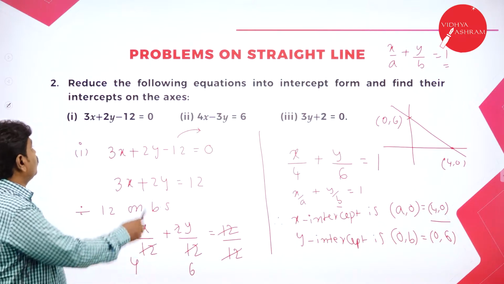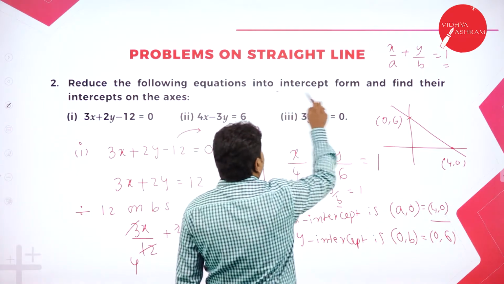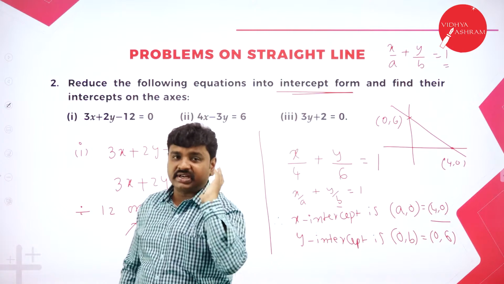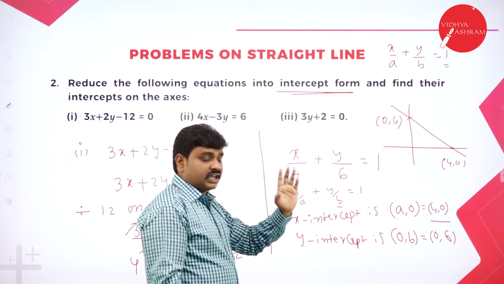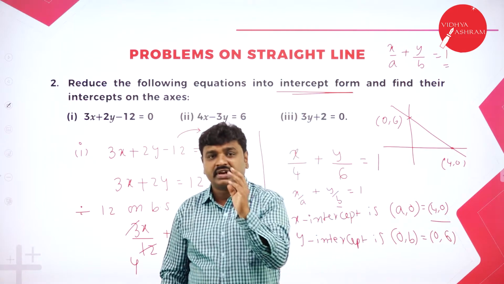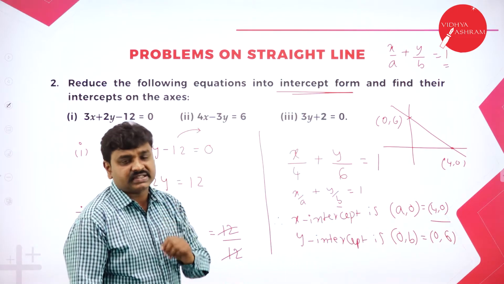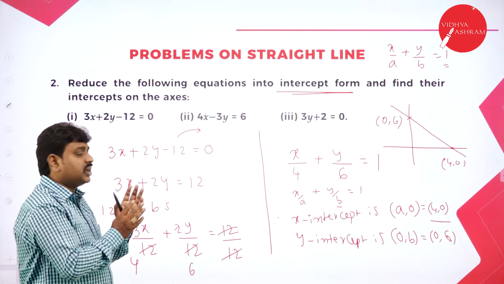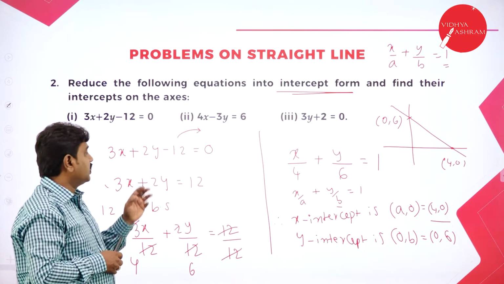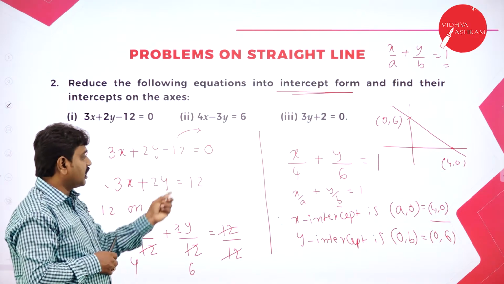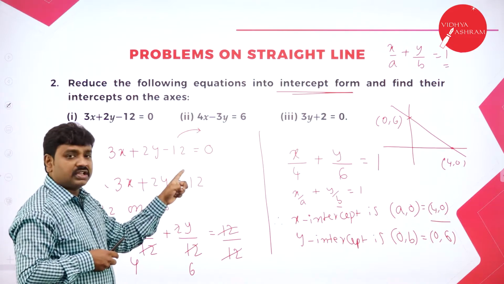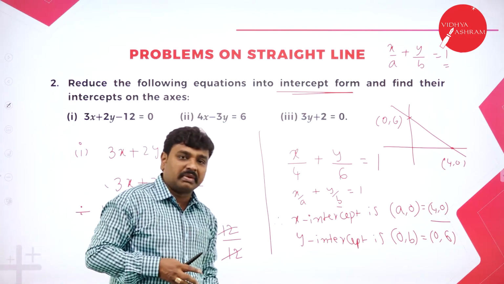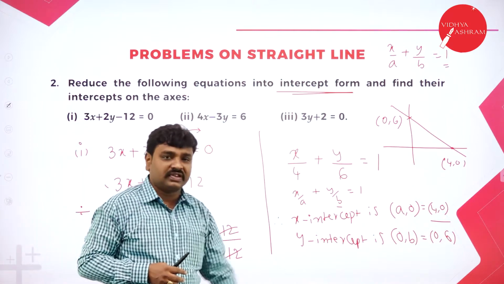So they want you to reduce to intercept form. First you should know the intercept form: x by a plus y by b equal to 1. a is the point where the line cuts the x axis, called the x intercept, and b is the point where the line cuts the y axis, called the y intercept. To reduce, the x and y terms should be in the LHS and the constant in the RHS. The RHS constant should become 1. If you have any number in the RHS, divide by the same number. Here I have 12, so divide by 12 on both sides. It gets reduced to x by a plus y by b equal to 1 form, where a is 4 and b is 6.